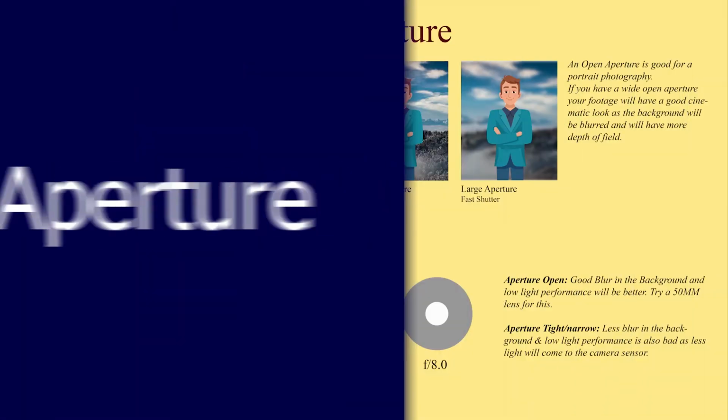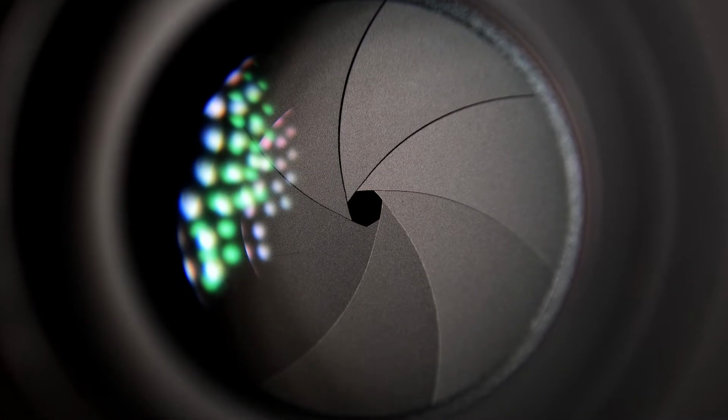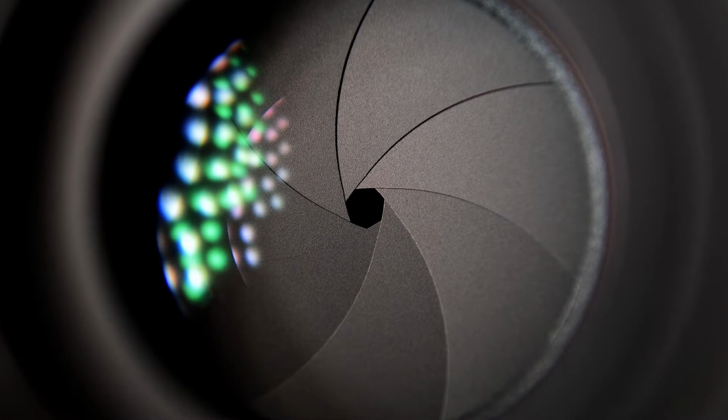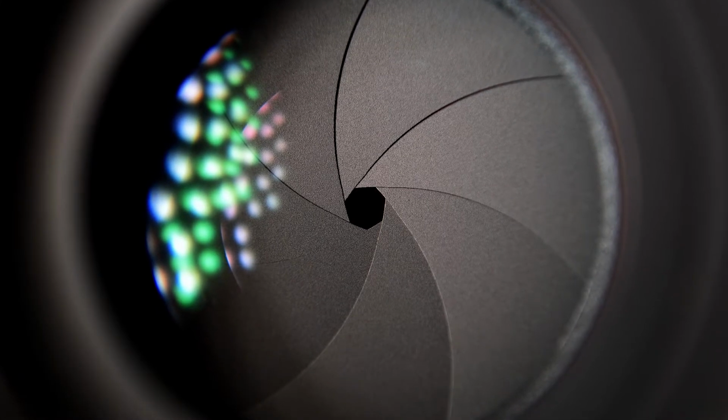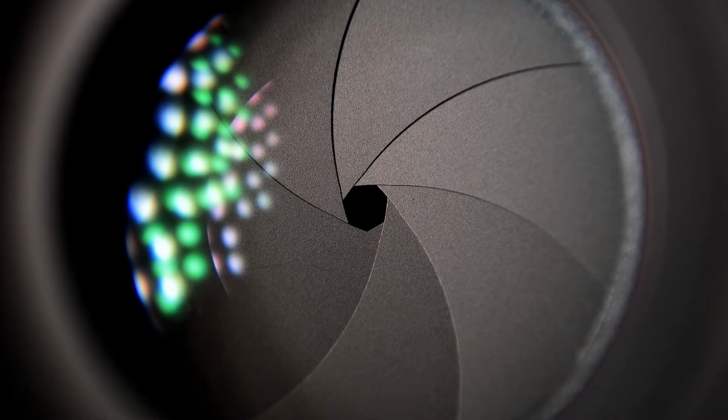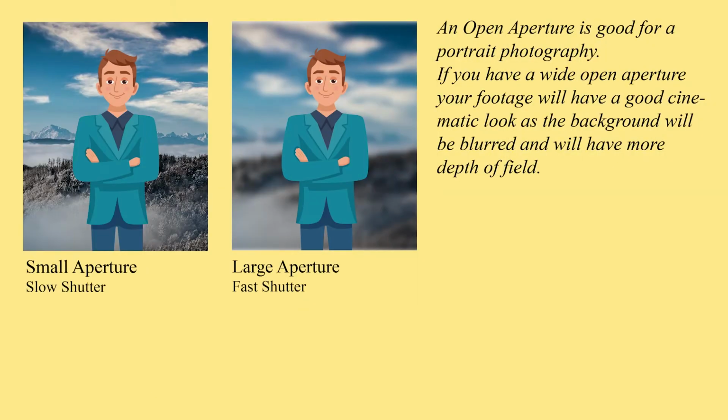Now it's time to talk about a closed aperture and how it is going to affect your footage or exposure. Narrow or tight aperture or a closed aperture allows less light to pass through the camera, and that's why it has got a very bad performance in low light environment. It also gives less blur in the background, and that doesn't look like a normal cinematic view.